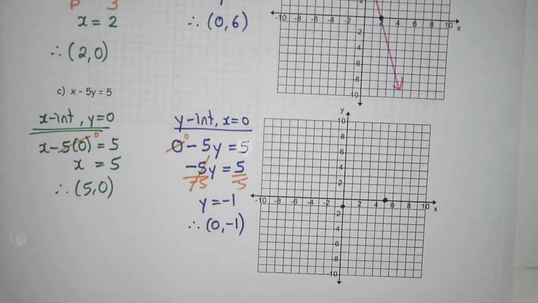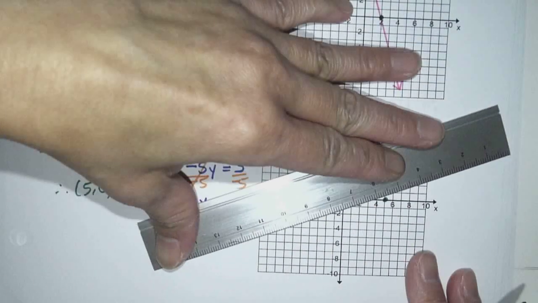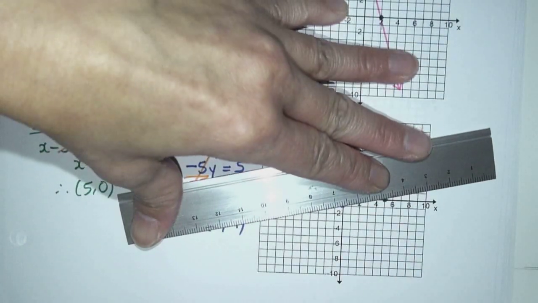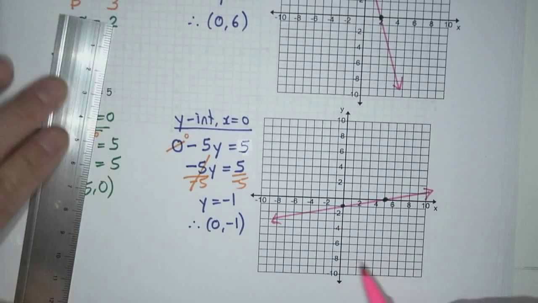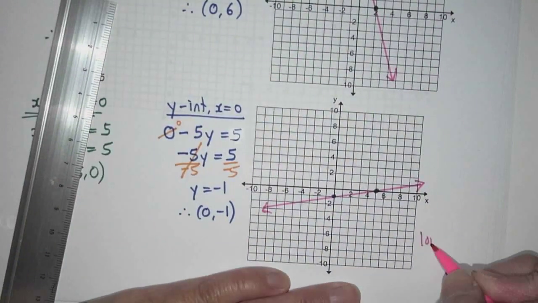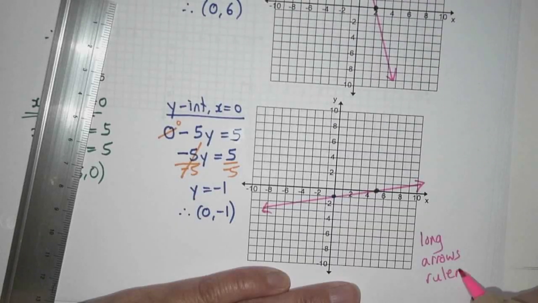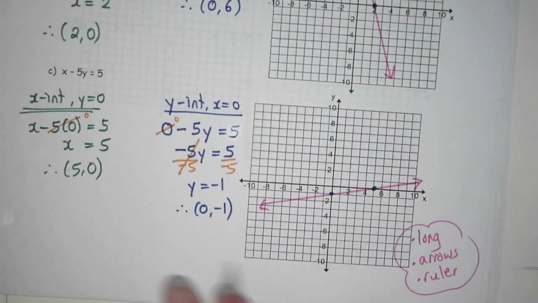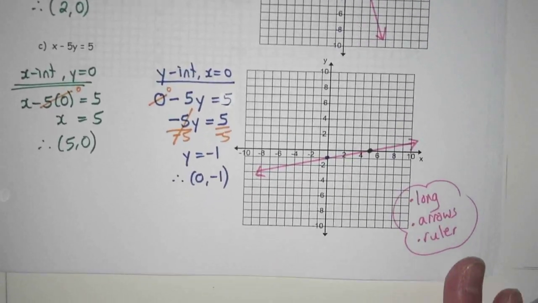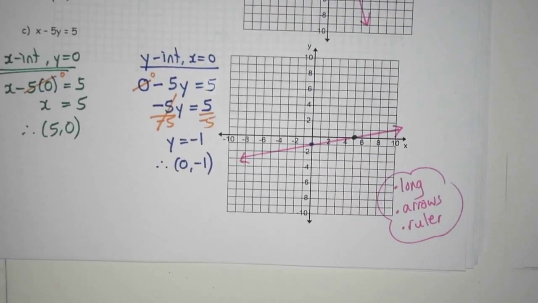And then you have a really almost horizontalish line, and that's okay. You're just going to still do this and make it as long as possible, so not short, with arrows on the end. So long, arrows, and ruler. Okay, want it long, arrows, and ruler. So long means like fill the grid, arrows on the end to say it keeps going, and use a ruler. Okay, so long, arrows, and ruler. That's what I wrote there.